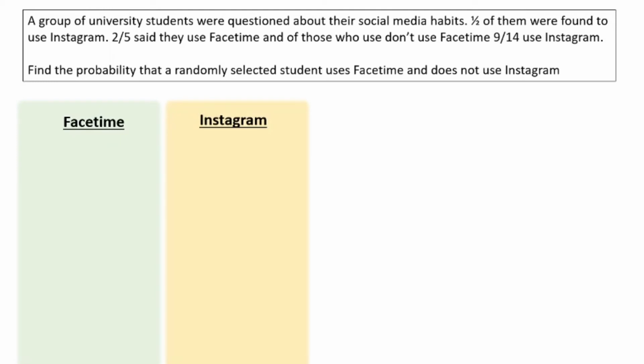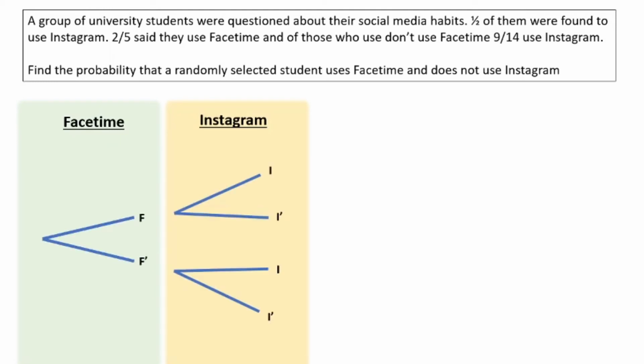Let's fill in some probabilities. Now, half of these students said that they use Instagram. The outcomes that will give me Instagram are going to be FaceTime Instagram, no FaceTime Instagram. So the probability of those two added together is going to equal a half. That might not be useful just now, but we'll come back to that. 2/5 said that they use FaceTime, so I can label that. And once again, of those who don't use FaceTime, 9/14 use Instagram. So that's really all of the numbers that the question had told me that I've used to fill in.